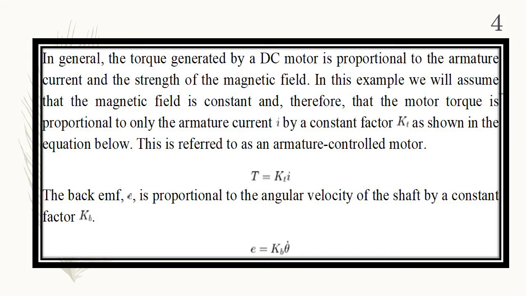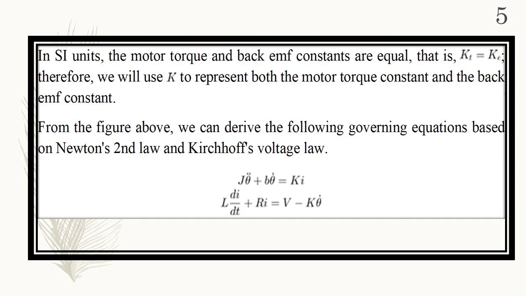In general, we know the torque produced by the DC motor is proportional to current. T is equal to Ki into I, and also back EMF is proportional to angular velocity. So these two equations are used. We know that both back EMF constant and motor torque constant are equal, so we use K to represent both. By using Newton's second law and Kirchhoff's voltage law, these two modeling equations are derived.